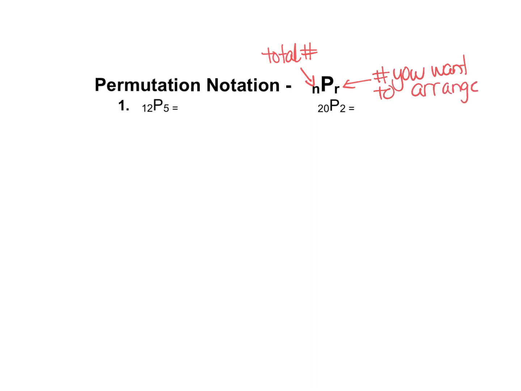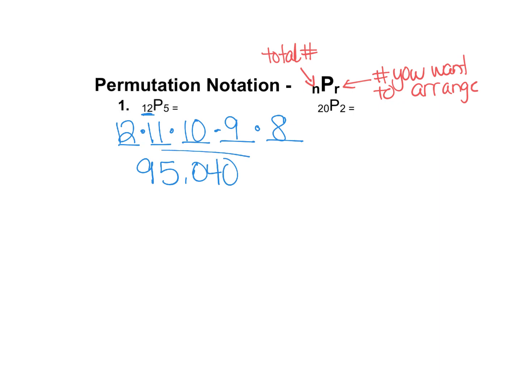All right, so we have the permutation here, and this number right here means that I've got 12 numbers, and I want to arrange them 5 different ways. So starting with our 12, I'm going to have the 12, the 11, 10, 9, and 8. So I'm going to multiply all these together, and I'll end up getting 95,040 when I multiply them all together.